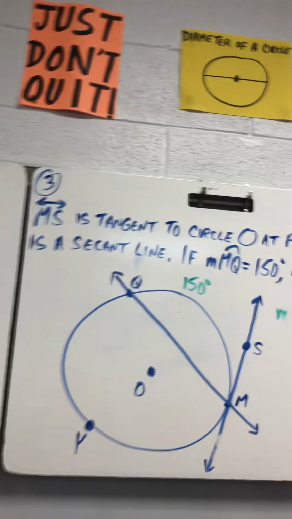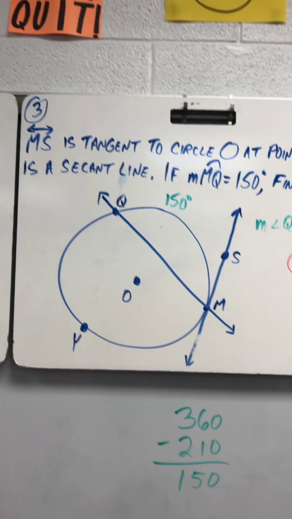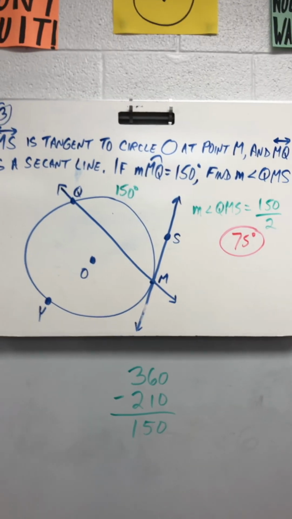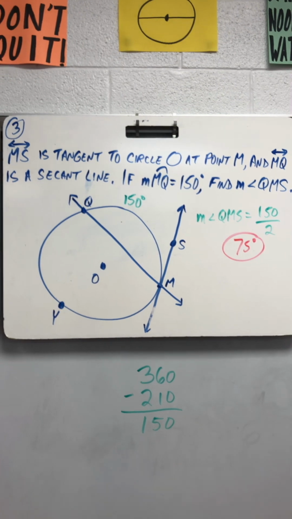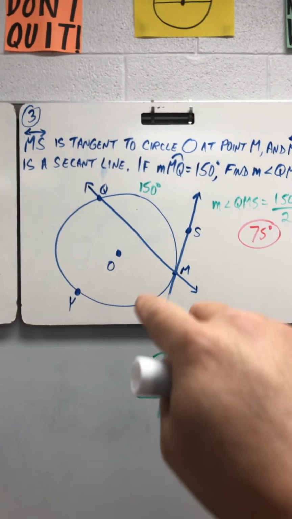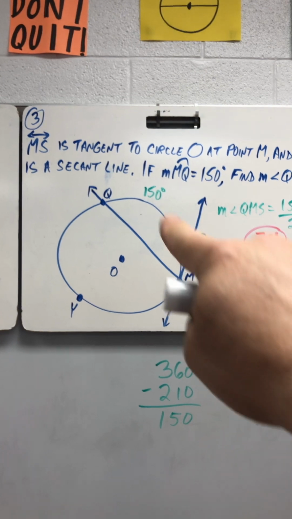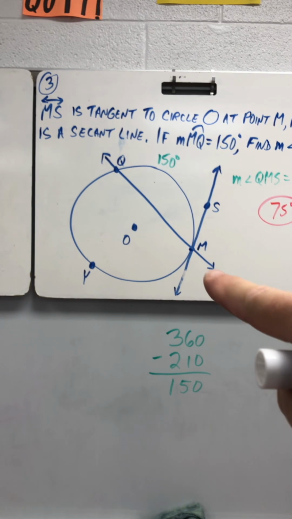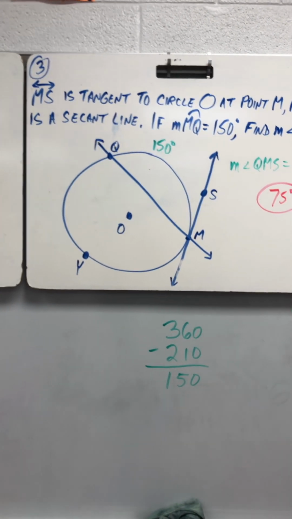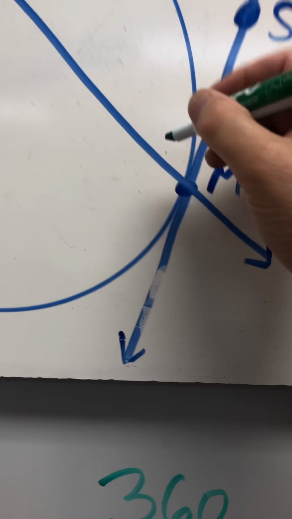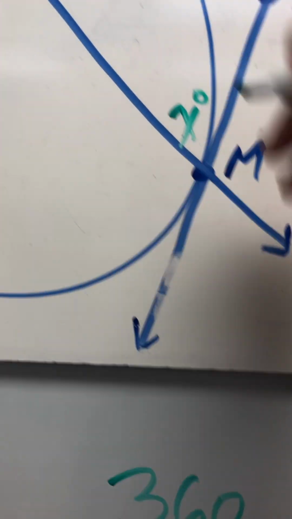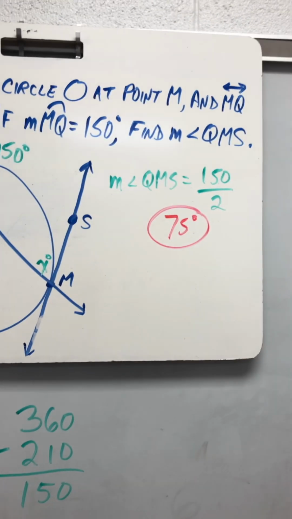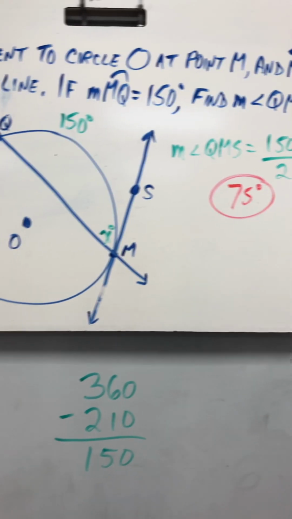So over here, MS is tangent to circle O at point M, and MQ is a secant line, all right? If arc MQ is 150, what's the measure of angle QMS? QMS, that's this angle here. So like this would be my X right here, right? All you have to do is take 150 and divide by 2, 75.